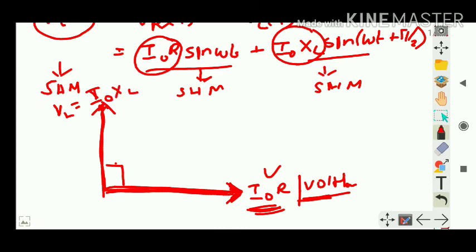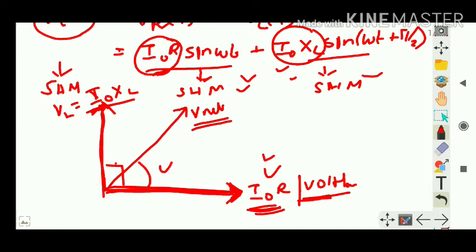Right, so this is the indication of amplitudes of the simple harmonic motions of both of them. This is I naught R, this section, and this is I naught XL, that is this section. And the net will be in this direction. It's just like vectorial addition, guys. The net vector or net voltage is in this direction. Let's say it is making alpha from this now with I naught R.